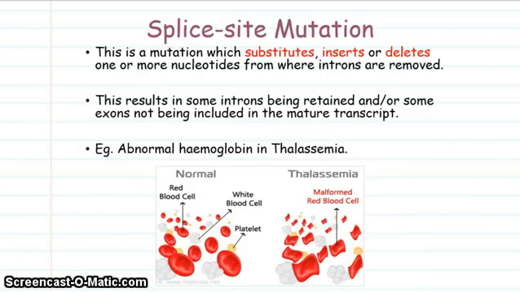Another mutation, either a substitution or insertion or deletion, but an example of a point mutation is a splice site mutation, where the splice sites between the exons and the introns are altered somehow by a point mutation, and this can result in some of the introns being retained or some exons not being included in the mature transcript. And an example of a disease from that could be another example of abnormal hemoglobin, this time in a condition called thalassemia, which results in malformed red blood cells.